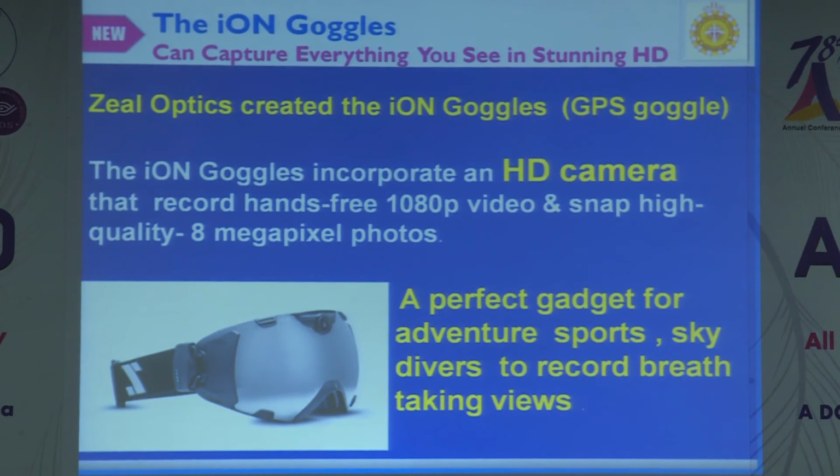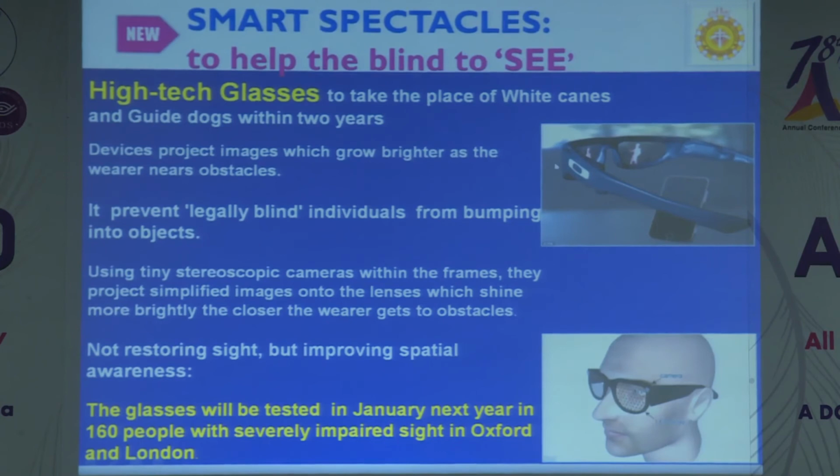So smart spectacle is in research. It is coming for blind people to see and everything. It is not in the market yet. So what are the obstacles in front of you? They get some idea. So that's for blind people. That special spectacle is coming.